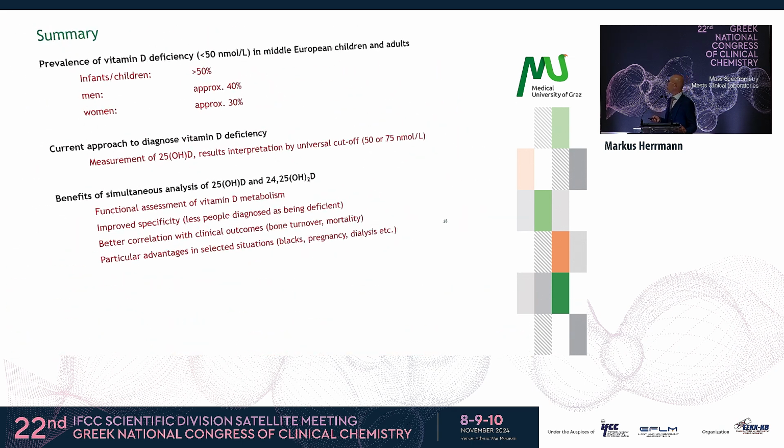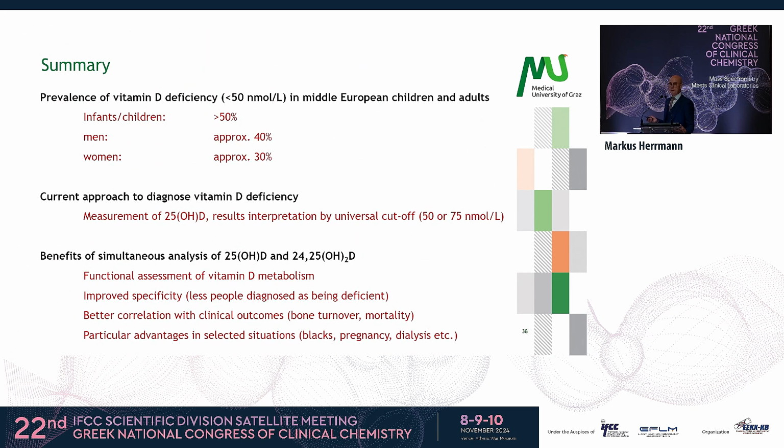And with this, I would like to summarize. So the prevalence of vitamin D deficiency is high, and it seems to be highest in children and adolescents. This is quite alarming, up to 50%.